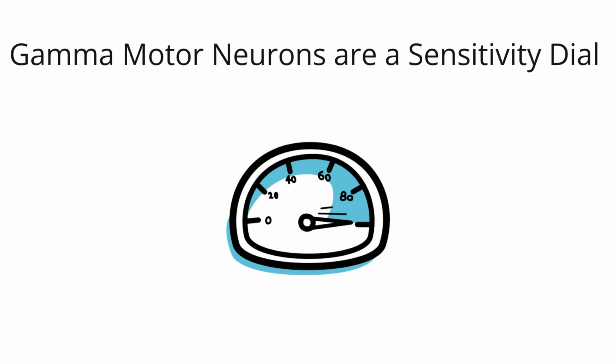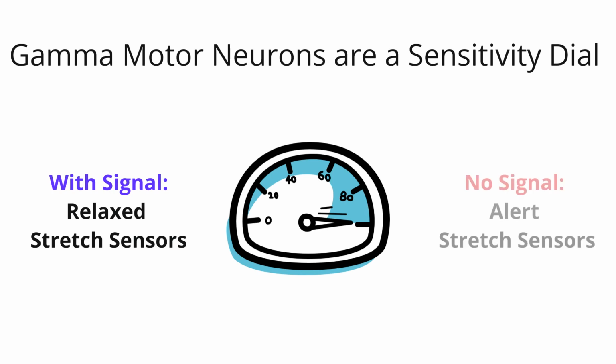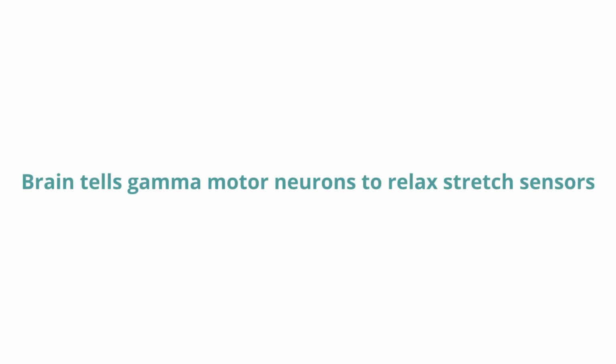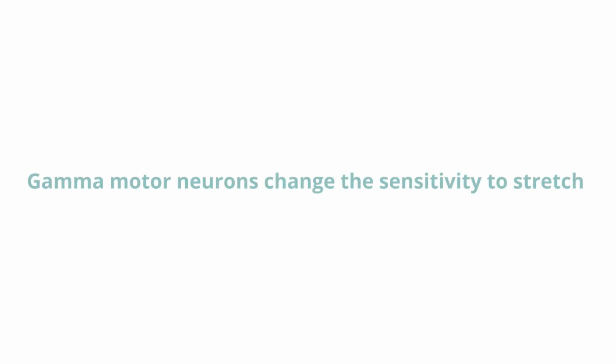This is where it gets tricky, so stick with us. When gamma motor neurons are receiving electrical signals from the brain, the stretch sensors are only able to sense large stretch. When gamma motor neurons are not receiving electrical signals from the brain, the stretch sensors become more sensitive to stretch. So by default, the brain is telling the gamma motor neurons to relax the stretch sensors. Gamma motor neurons do not directly cause the muscle to contract like the alpha motor neurons. Instead, they change the sensitivity of the stretch sensors.